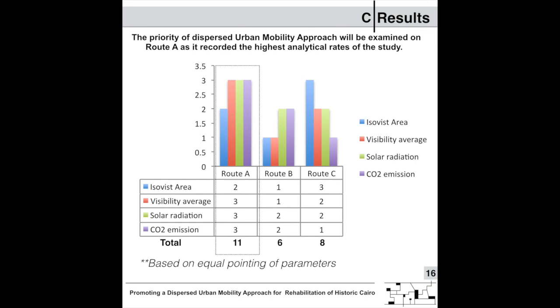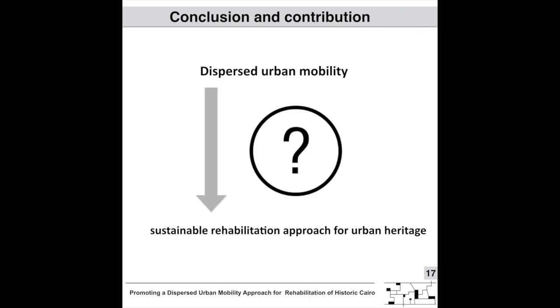So, finally, the study recommends adopting a sustainable approach to promoting a dispersed urban mobility rehabilitation scenario in historic cities, taking a case study of Old Cairo. This study can be replicated for the entire historic quarter of Old Cairo as well as for other old city centers.